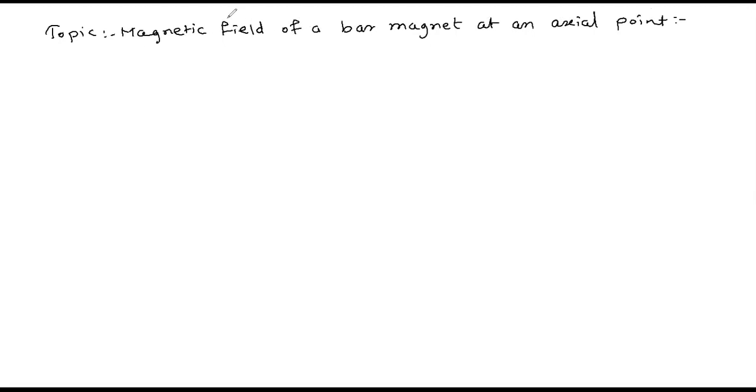So students, we have already discussed such cases in our first chapter, electrostatics. In that case, we found the electrostatic field intensity of the electric field at an axial point. In a similar way, we will find here the magnetic field of a bar magnet at an axial point. Okay, so now let us draw a diagram for this.